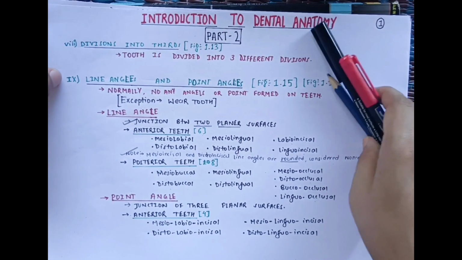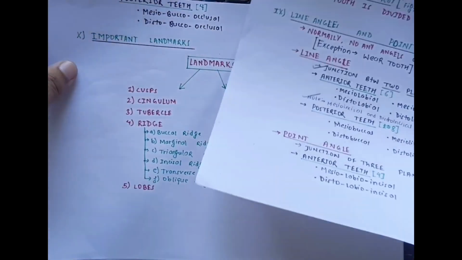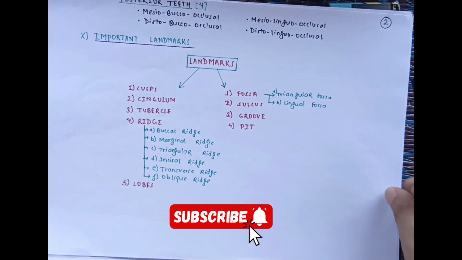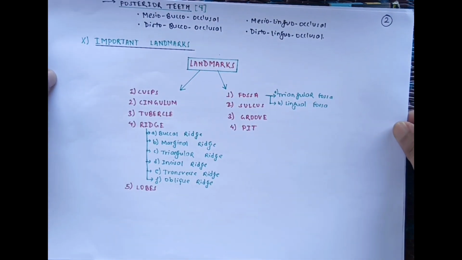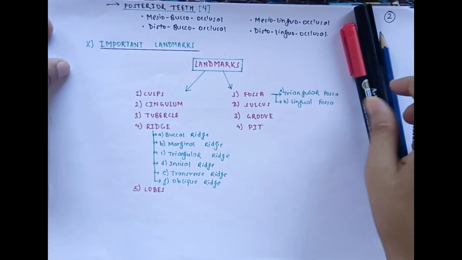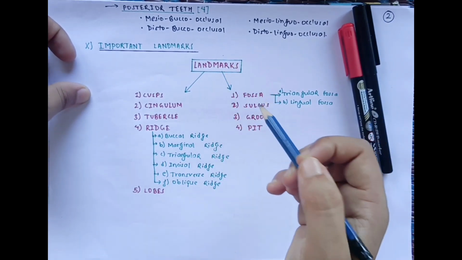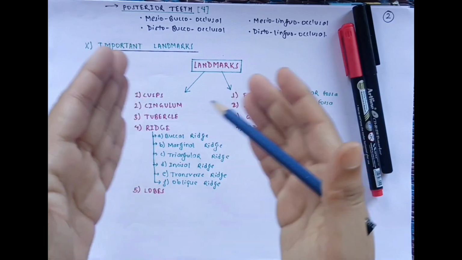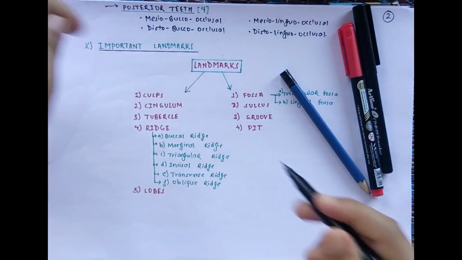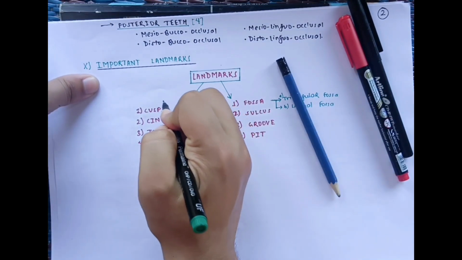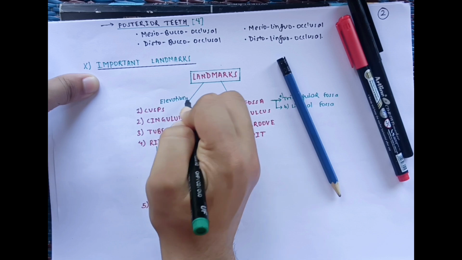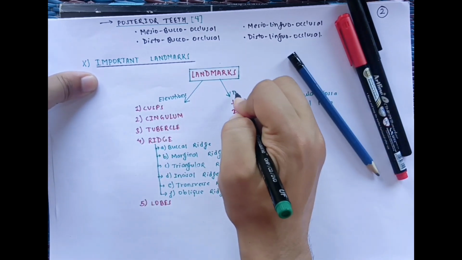After completing these line angles and point angles, now I will move towards the important topic of today's video, that is important landmarks. In important landmarks, I have divided those landmarks into two groups. The first group is of elevations, and the other group is of depressions.